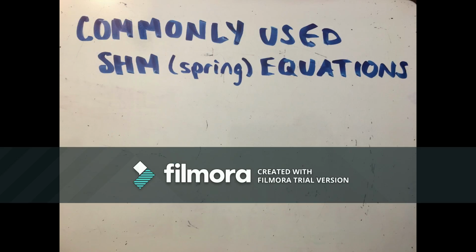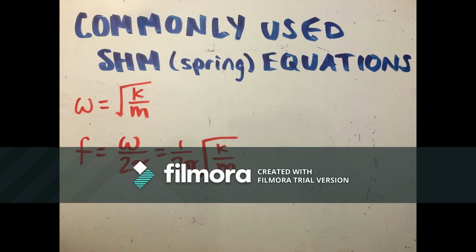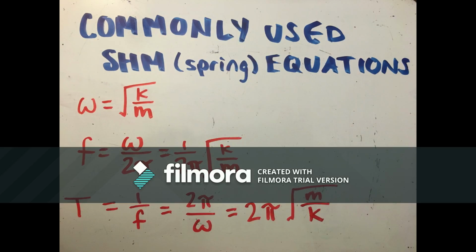Now, I will go over some commonly used simple harmonic motion spring equations. First, there's omega equals the square root of the spring constant over the mass. Now, we have the frequency equals omega, which is the angular frequency, over 2 pi, which is also equal to 1 over 2 pi times the square root of the spring constant over the mass. And now we have the period, which as shown before is the inverse of frequency, which is also 2 pi over omega and equals 2 pi times the square root of the mass divided by the spring constant.